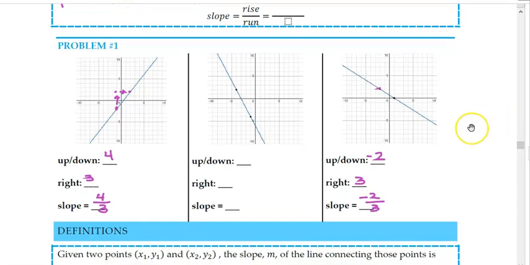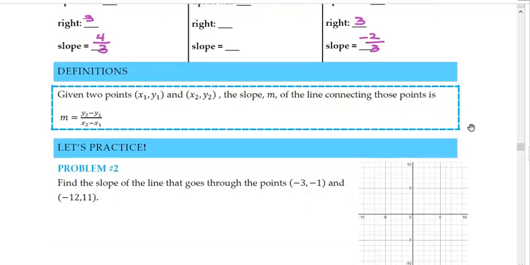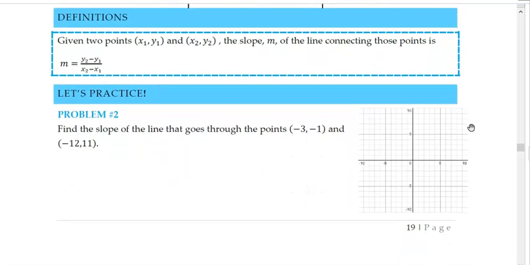If we have 2 points on that graph, we can determine what the slope would be. However, sometimes we don't always have a graph for it. We are given 2 points. And so if we're given 2 points, then we can use this formula called the slope formula. This is one that you need to have memorized, right? Where m is the slope, and then x1, y1, x2, y2 are 2 points on that line.